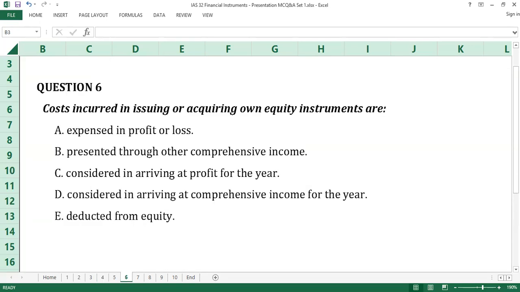Question number 6. Costs incurred in issuing or acquiring own equity instruments are dash. A. Expense in profit or loss. B. Presented through other comprehensive income. C. Considered in arriving at profit for the year. D. Considered in arriving at the comprehensive income for the year. E. Deducted from equity. Time counts.